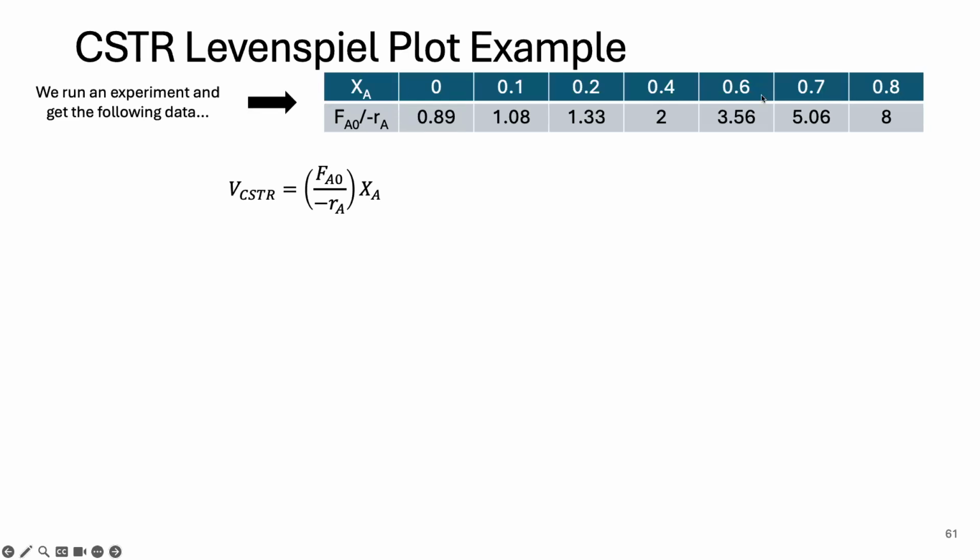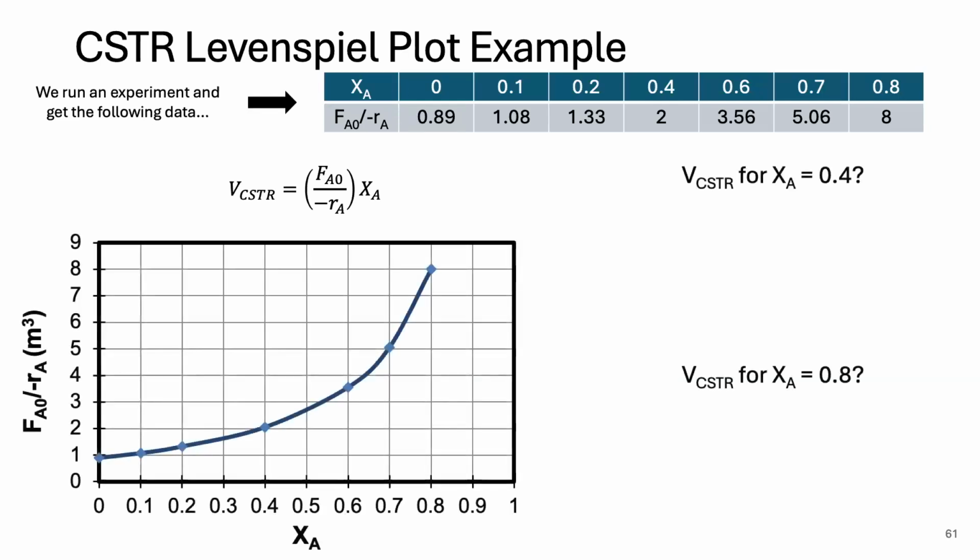If we took this data and created our Levenspiel plot, we could ask the question: what volume of CSTR would be needed to achieve a conversion of 0.4, or 40%? And likewise, what would be needed to achieve a conversion of 0.8? In the case of 0.4, we can draw a rectangle from 0.4 and read off the value of FA naught over negative RA. So 0.4 times 2 gives us a volume of 0.8.